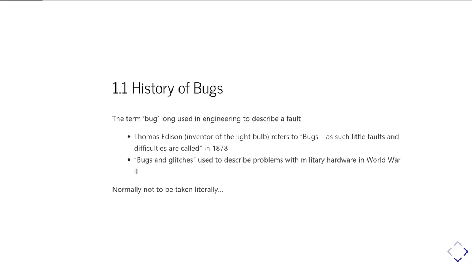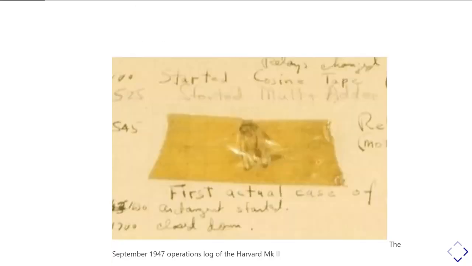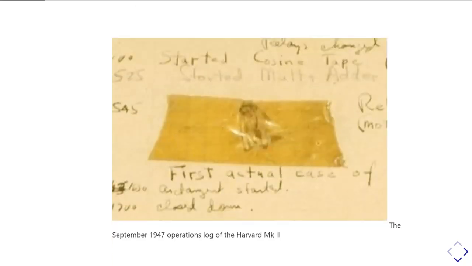During the Second World War, bugs and glitches were a term used by engineers to describe problems with military hardware. Of course, this is not normally taken literally, but there is one very famous example from the very early days of computers. In 1947, in the Harvard Mark II computer, in the days when only a very few universities had one computer each, they recorded that the computer had stopped working because literally a bug had got into it.